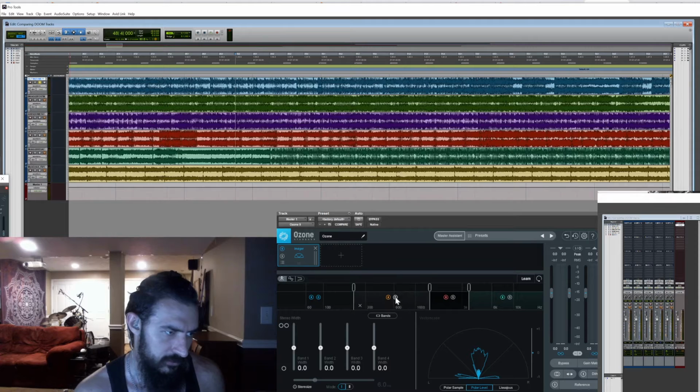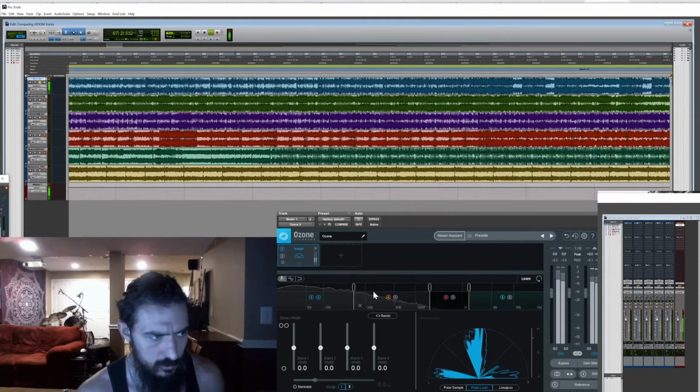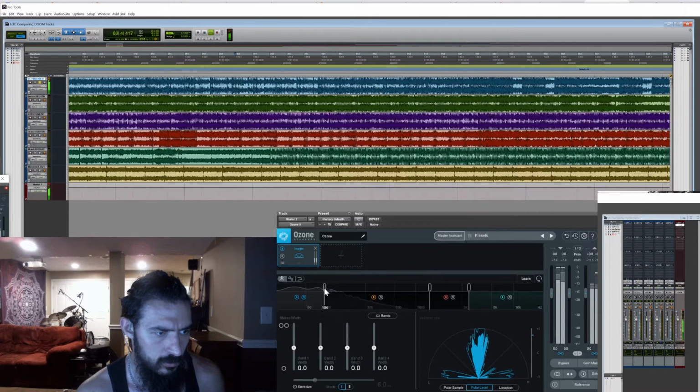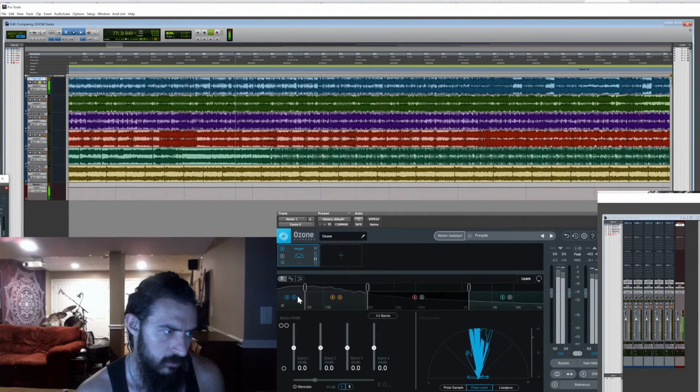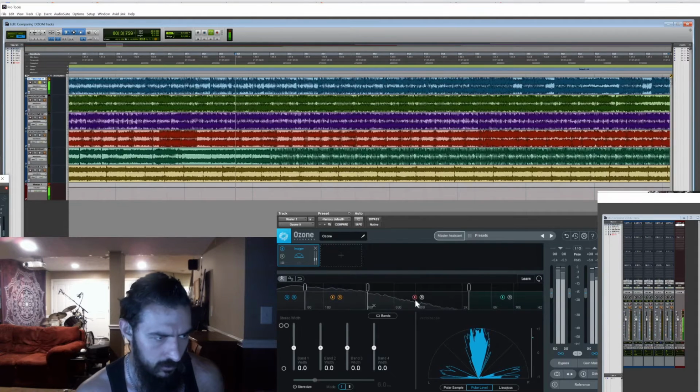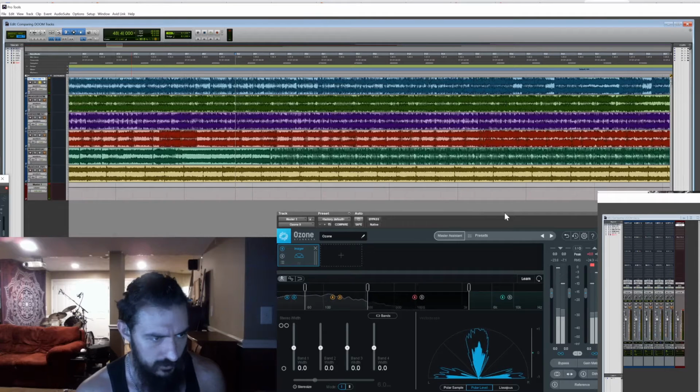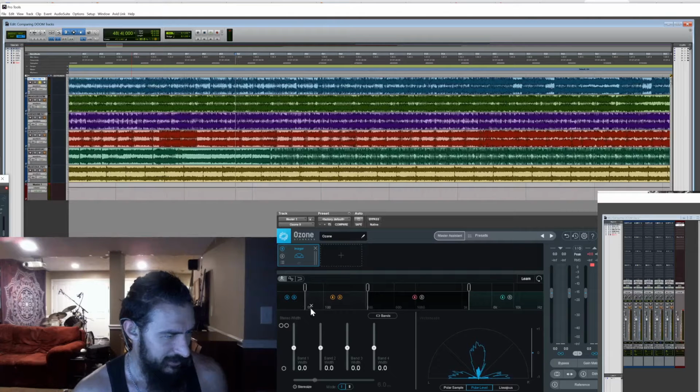Let's create a couple other bands and just see what happens whenever we look at those. The really sub stuff is mostly centered. Yeah, we're only getting out of phase information past like 60K, or is it 60K? No, it's just 60 Hertz.